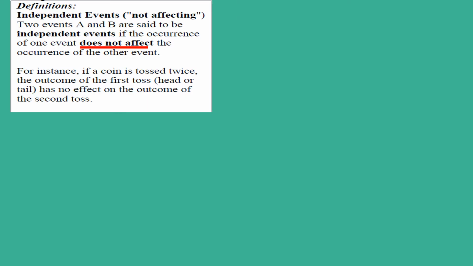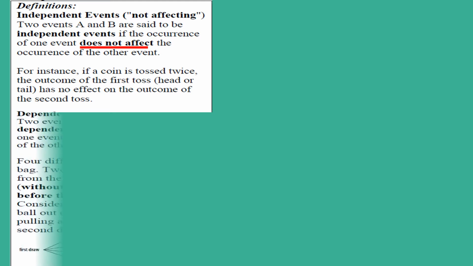Definitions. Independent events, or not affecting. Two events A and B are said to be independent events if the occurrence of one event does not affect the occurrence of the other event. For instance, if a coin is tossed twice, the outcome of the first toss, head or tail, has no effect on the outcome of the second toss.